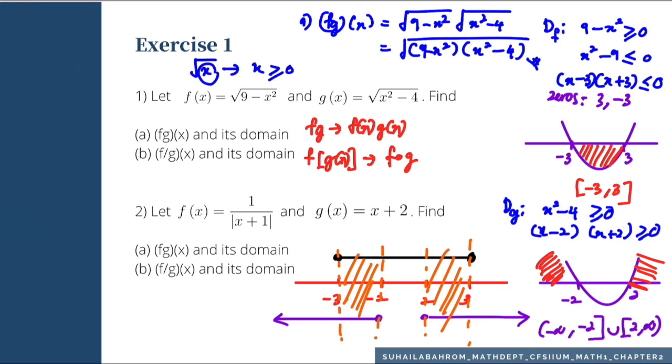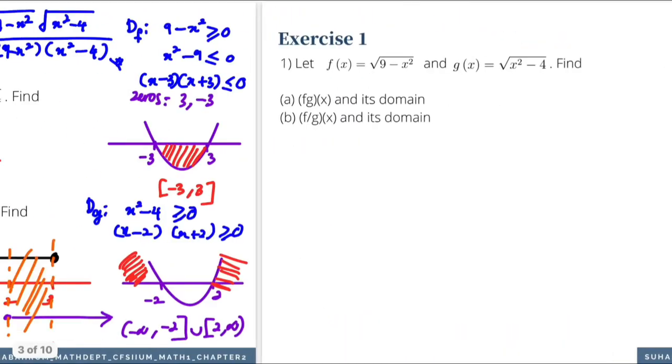Therefore, the final domain of this function, the domain of f over g, we can put like domain of f over g, or you can just put in words domain. So we have here from -3 closed bracket until -2 closed, union with 2 until 3. So this is the domain of the product between the two functions f, g: -3 until -2, union 2 until 3. Then the next one, we want to determine the domain of f over g.